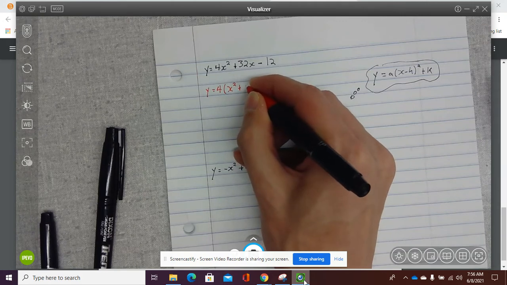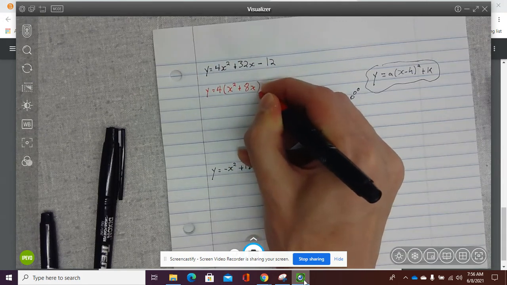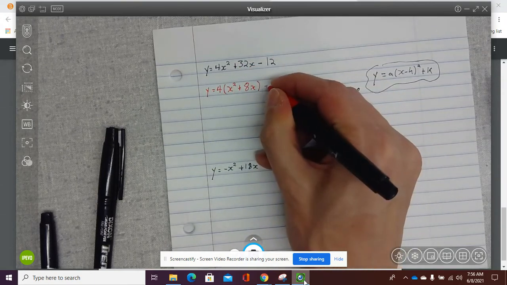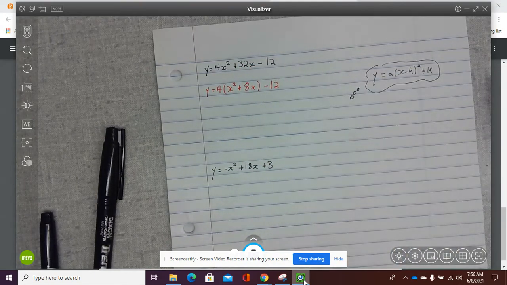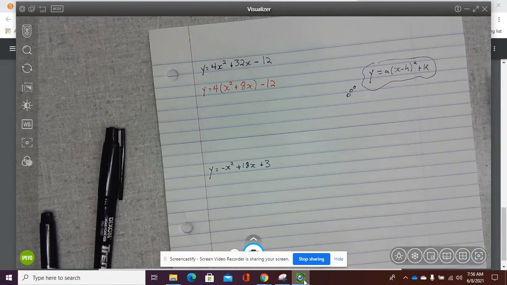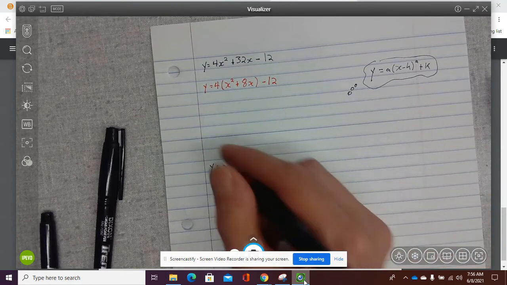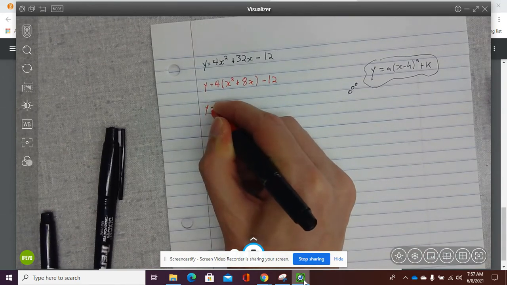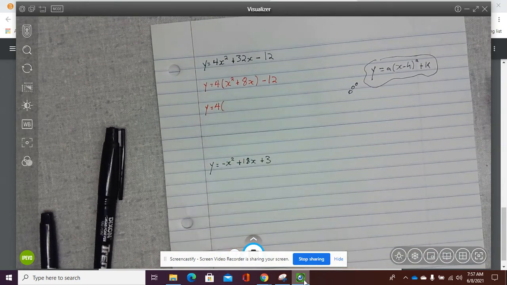So I've got x squared now, and then 32x divided by 4 would be 8x. So I'm dividing the first terms by the a value. And I'm going to leave the last term outside of the brackets because I want it by itself at the end. So now it's looking a little bit more like my target. And I'm just going to follow the same steps that we always do, but just inside the brackets now.